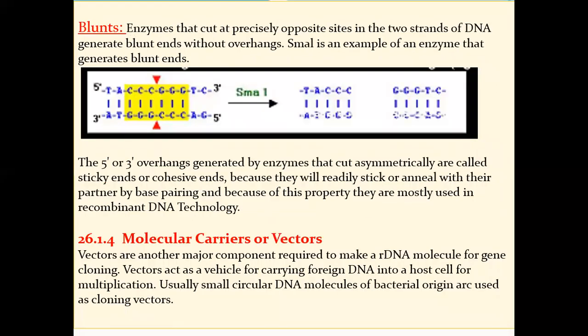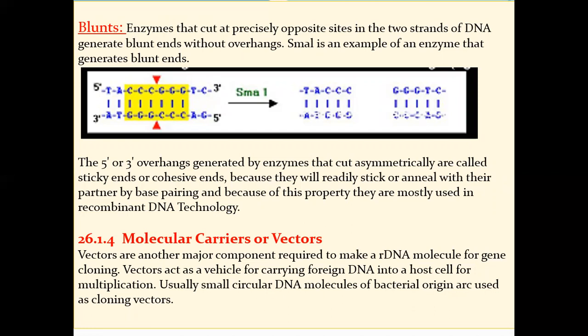So the blunt end enzymes that cut at precisely opposite sites in the two strands of DNA generate the blunt ends without overhangs. SmaI is an example of enzyme that generates blunt ends. The 5' or 3' overhangs generated by enzymes that cut asymmetrically are called the sticky ends or cohesive ends because they will readily stick or anneal with the other partner of the base pair. Because of this property, they are usually used in recombinant DNA technology.